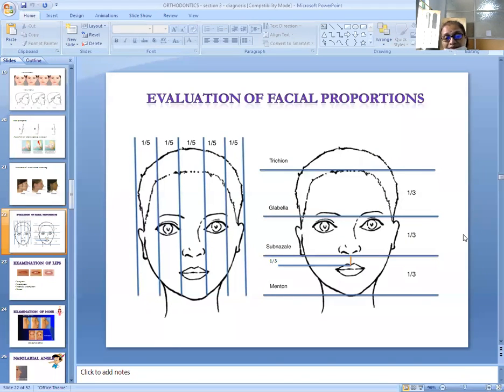Now, this is something related with the golden proportions. A face is divided in equal thirds or equal fifths. If you see this vertical line, 1/5, 1/5, 1/5, the width of the average dimensions of your whole face, all these parts will be 1/5 of the average dimensions of your face. Likewise horizontally, a line passing from trichion, then the glabella, then subnasale, and then menton. These will be equal parts of all the dimensions of the face.